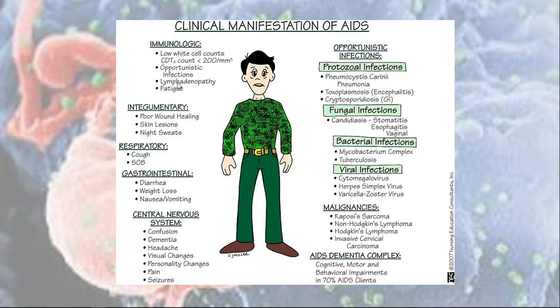So some malignancies that are seen as clinical manifestations of AIDS are Kaposi sarcoma, non-Hodgkin's lymphoma, and invasive cervical cancers as well. And AIDS dementia complex actually affects their cognitive, motor, and behavioral manifestations or behavioral impairments. And that happens in 70% of the cases of AIDS or clients who develop AIDS.